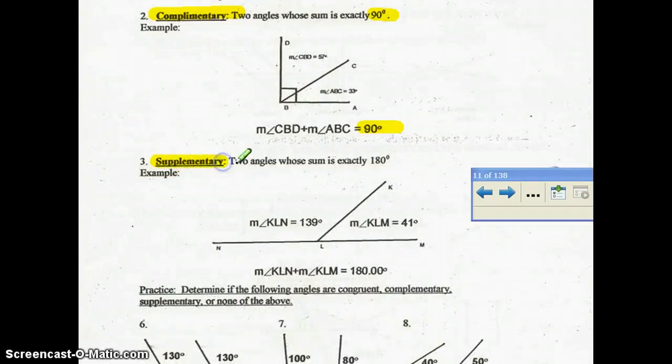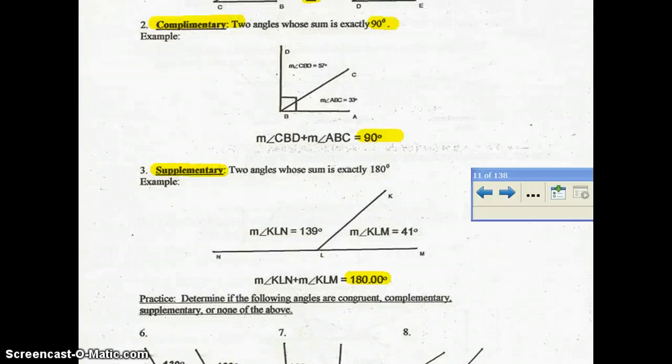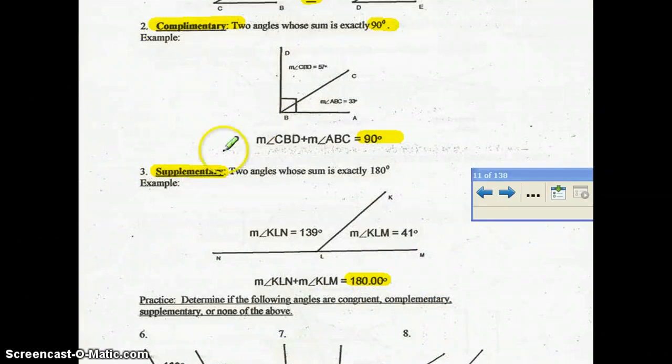Supplementary angles are two angles whose sum is exactly 180 degrees. So we have KLN and KLM, which add up together to be 180 degrees. Those are supplementary. Sometimes students have a hard time remembering the difference between complementary and supplementary. One way that you can remember is complementary is earlier in the alphabet. The letter C comes first, and 90 comes before 180. Also, the letter S comes later in the alphabet, and 180 is a bigger measurement. So that might help you remember that complementary goes with 90 and supplementary is 180.